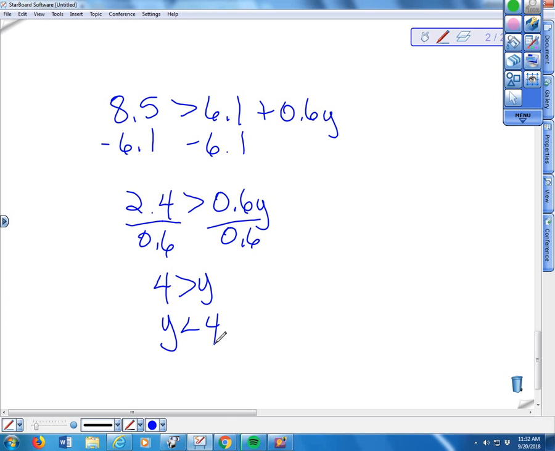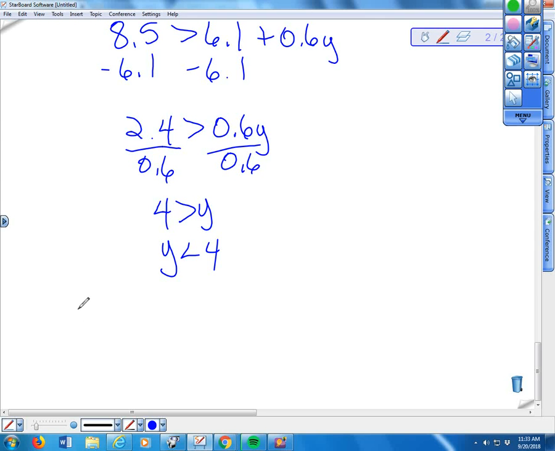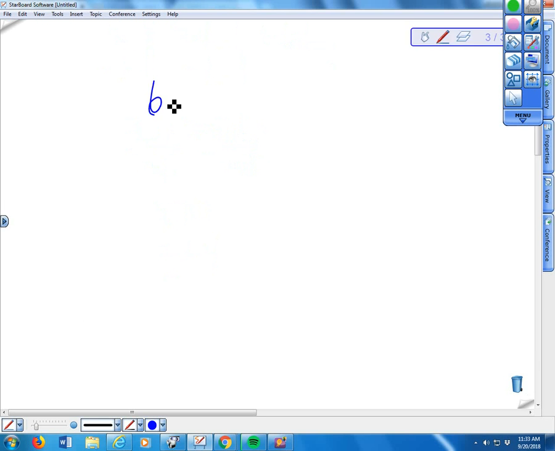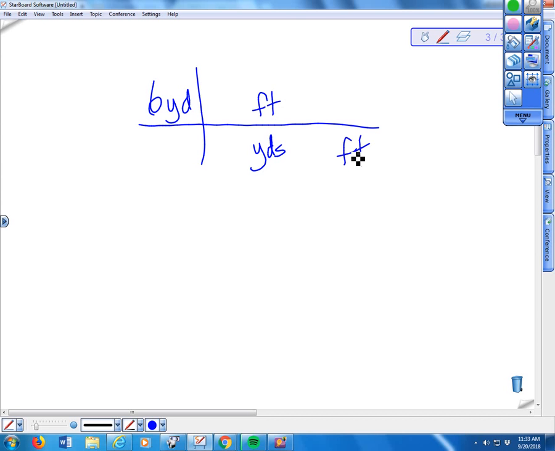And then we're on number 19. Convert 6 yards to inches. So that would be yards on the bottom, feet on the bottom, inches, and there are 3 feet in a yard, 12 inches in a foot. Multiply across, you get 216. Just make sure your units cancel. 216.